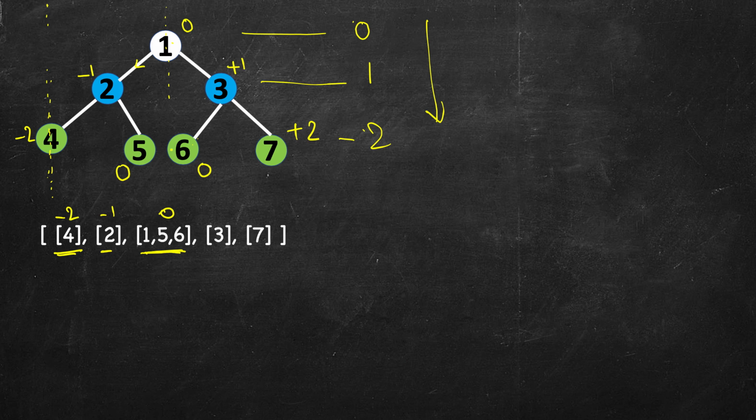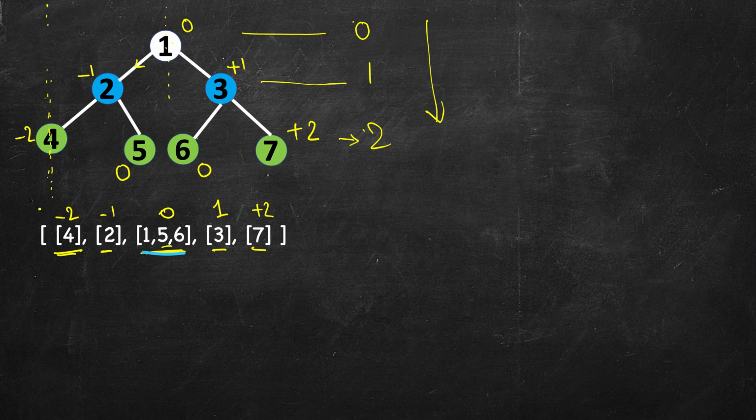Then 5, 6 both are at row number 2, so which should be put first? When multiple elements have the same row and column, we compare their values. So 5 is smaller, so we keep 5 first. If we had 6 here and 5 here in the original tree, then still the result would be the same. It's not because 5 was coming first. So this is the basis of comparison. Now, I hope the problem statement is clear. Then the column number is 1. At 1 we have just 3. Then column number is 2. At 2 we have just 7. And this is the result.